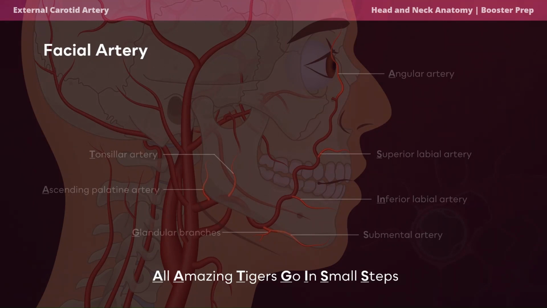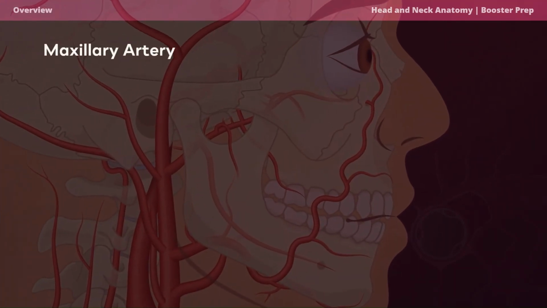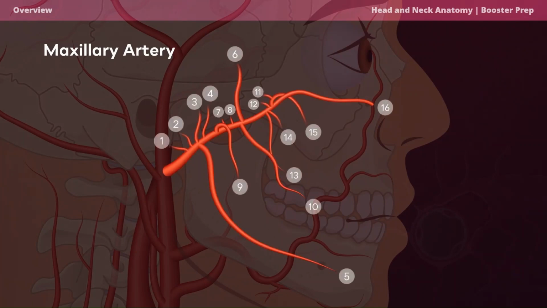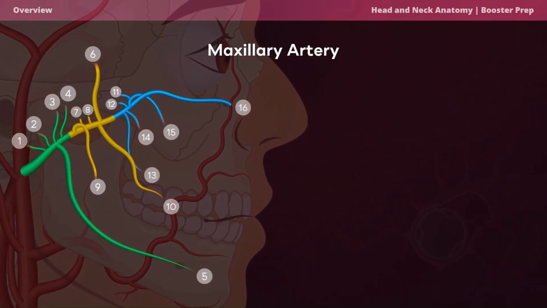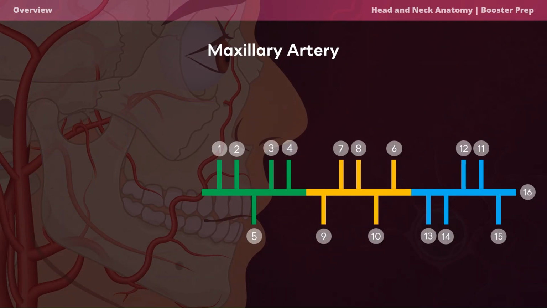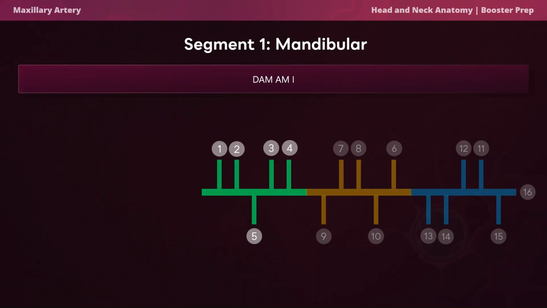So finally, we'll move on to discussing the maxillary artery. Now this diagram looks overwhelming right now, but we'll discuss the branches in segments to help make it easier to digest. The order in which these arteries appear doesn't really matter, and it's not important for the exam, so don't focus on which branch appears before the other. So I'll quickly list off the first 5 and then go into each one.